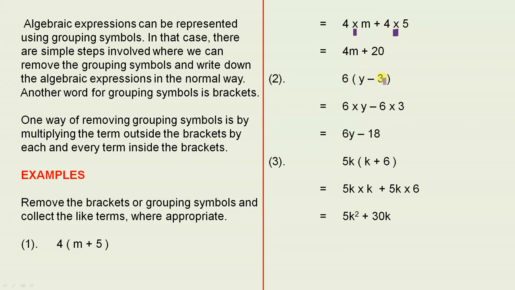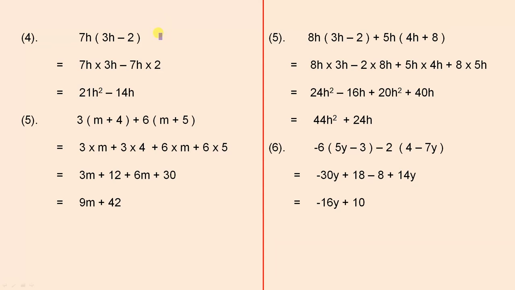6 outside of y minus 3, 6 times y minus 6 times 3, that is 6y minus 18. 5k outside of k plus 6 is 5k times k plus 5k times 6, which is 5k squared plus 30k. 7h outside of 3h minus 2, 7h times 3h minus 7h times 2. That gives you 21h squared, and that gives you 14h, and that's the answer.